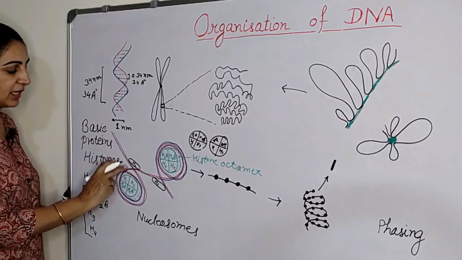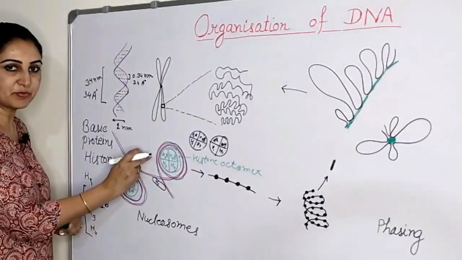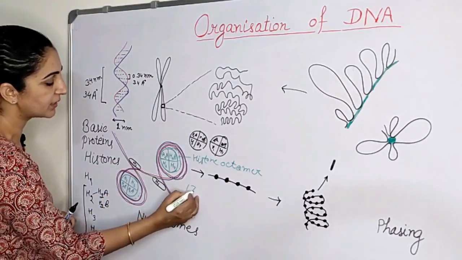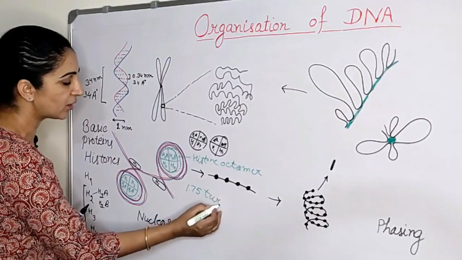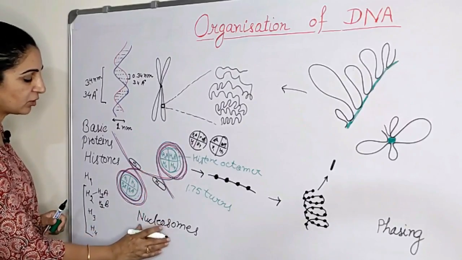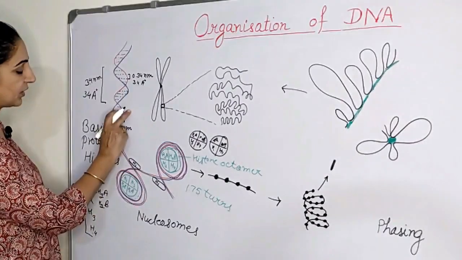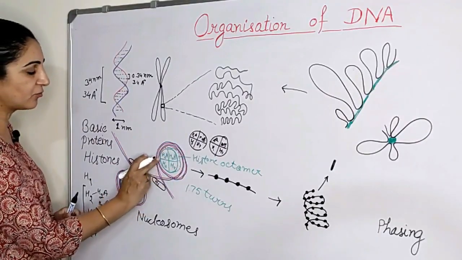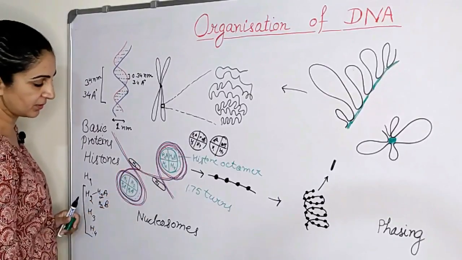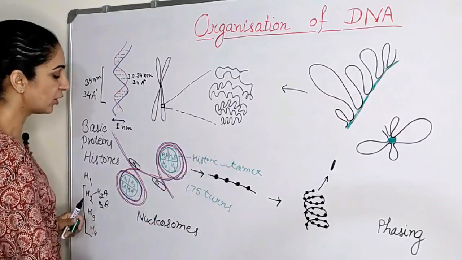So now what happens? This DNA double helix gets wound around this histone octamer in the left-handed manner, and it forms around 1.75 turns around these core histones, and we get the nucleosomes. So what are the nucleosomes? Nucleosomes are actually the double helical structure of DNA wound around the histones, and you get such a bead-like structure. So these are the nucleosomes.